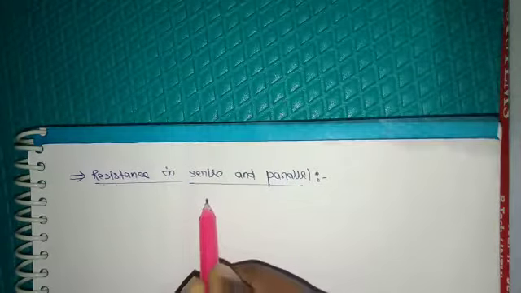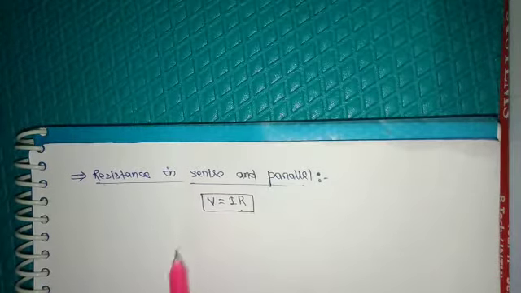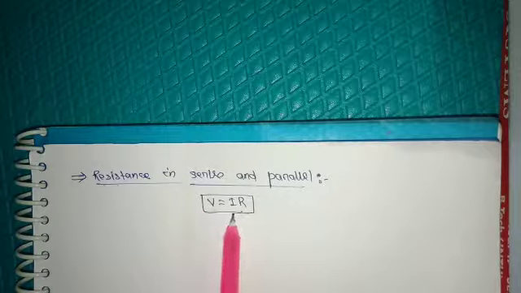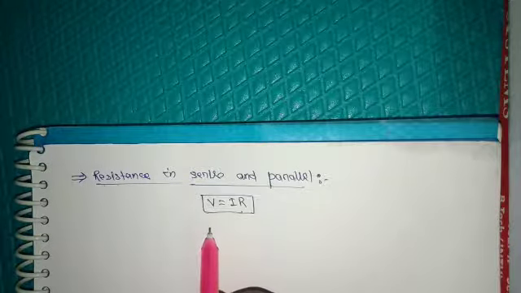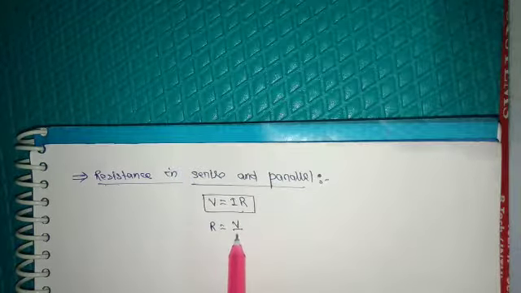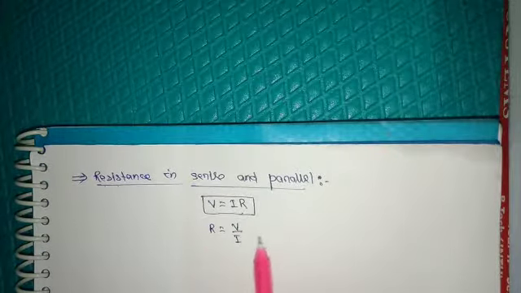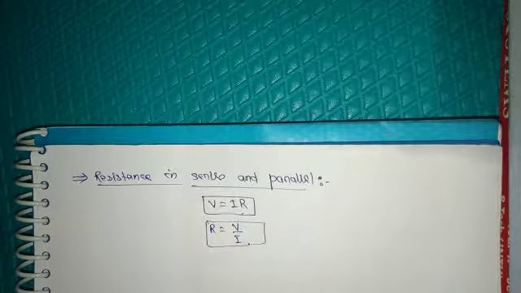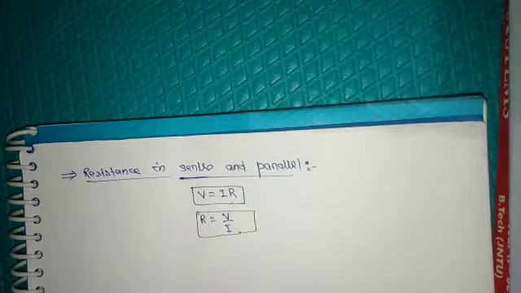Before deriving the formulas for resistance in series and parallel, from Ohm's law we have V is equal to IR. I already derived this in the previous video. From there we can write R is equal to V by I, or I is equal to V by R. So all are similar. Next, we have to derive the formula for the resistance in series and parallel. First we'll discuss resistance in series.